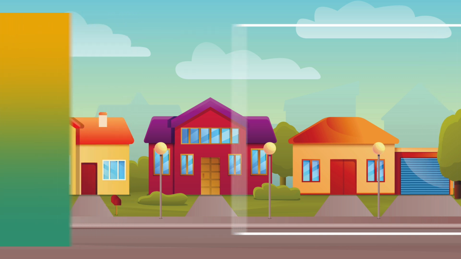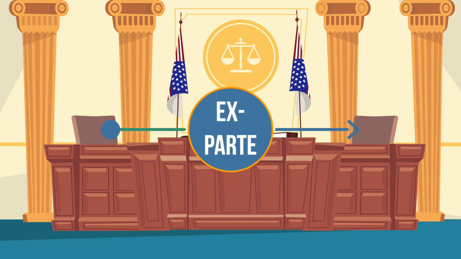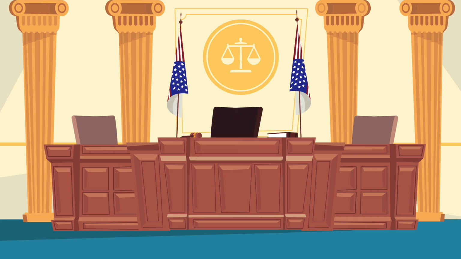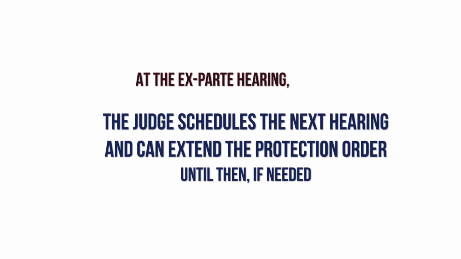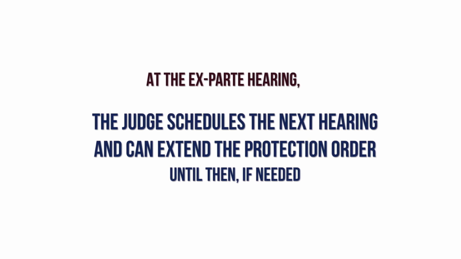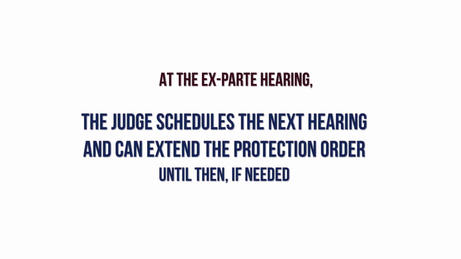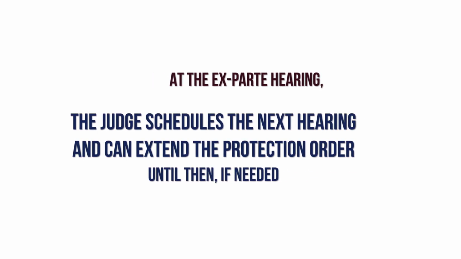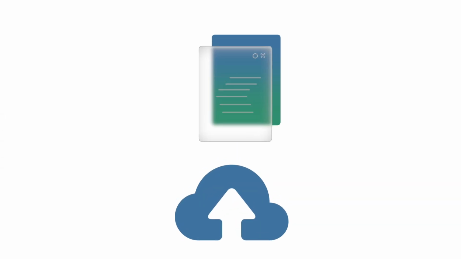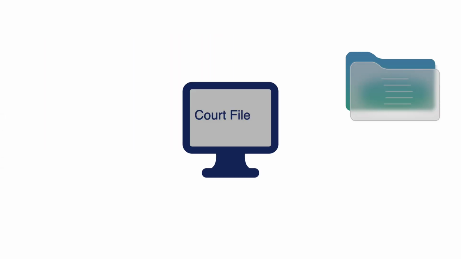After you file the renewal paperwork, you will attend an ex parte hearing where the judge will review the request and set the 2-week return hearing. The judge may extend the expiration date of your current protection order until then, if needed. The paperwork will then be sent back to the clerk's office for processing, be uploaded to the court file, and sent to law enforcement for service.